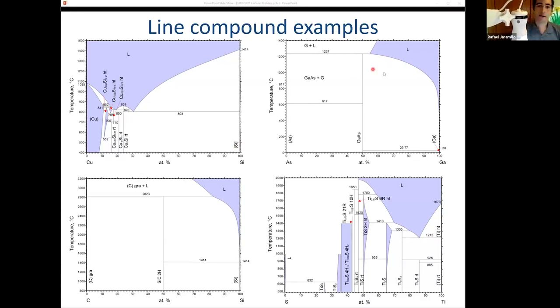Good. Okay, what about this one? This is the gallium arsenic system. And the gallium arsenic system has a very famous line compound right up the middle, gallium arsenide. So why is gallium arsenide important? Does anyone know why gallium arsenide is important? Let's talk about technologies that are based on gallium arsenide. Does anybody know?